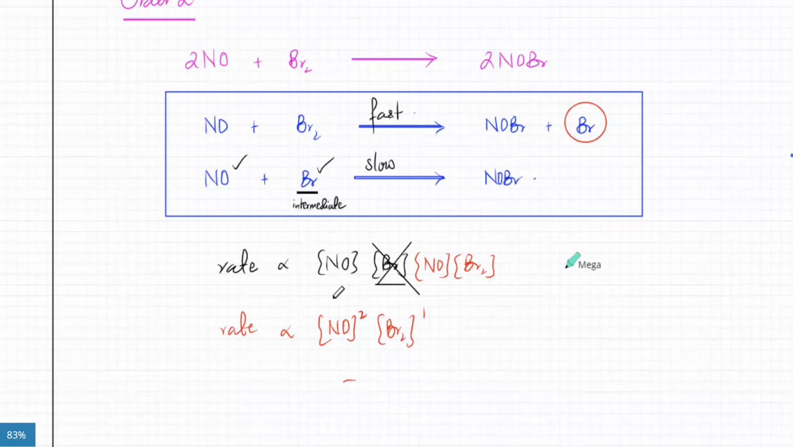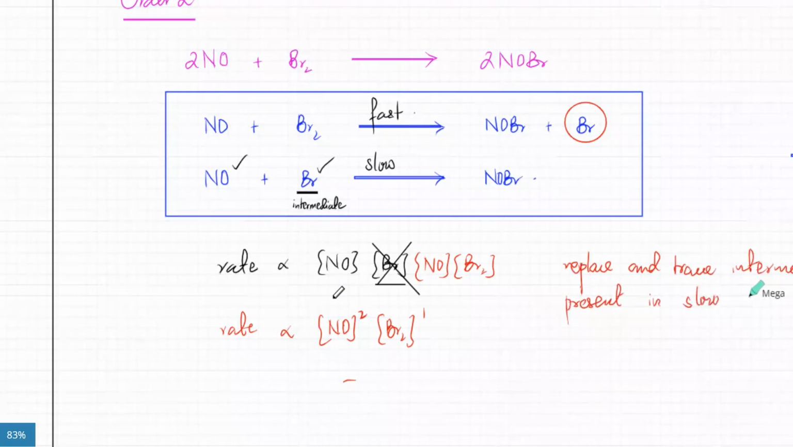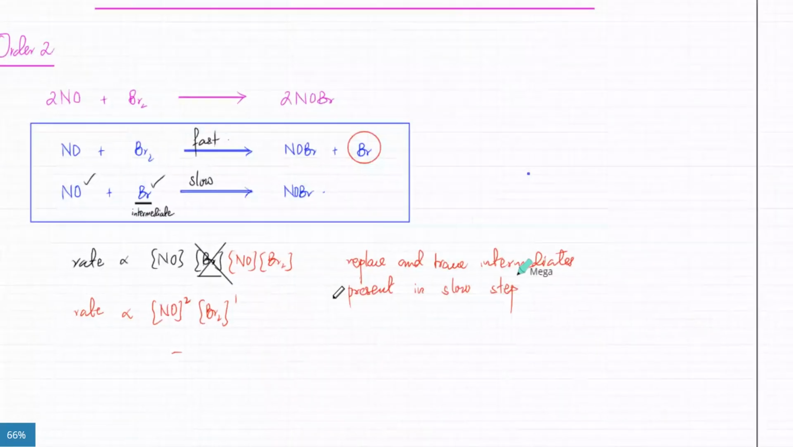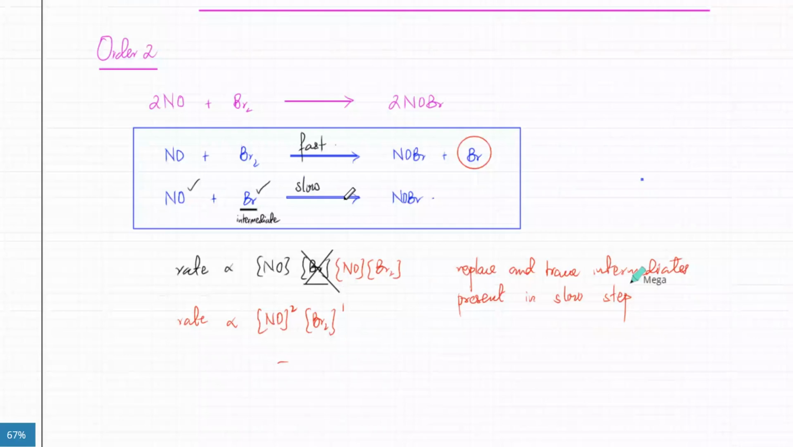When you're dealing with mechanisms, replace and trace intermediates. Don't allow any intermediates to be present in the slow step, like these two. Replace Br with NO and Br2.